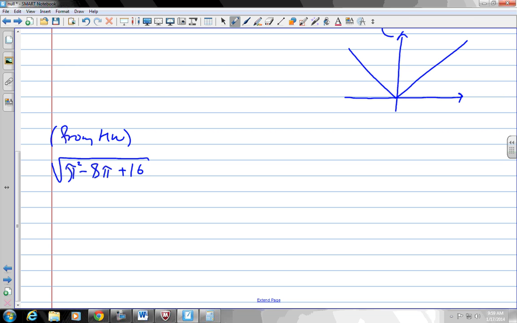Yeah, it's a square. Two numbers that multiply to 16 and add up to negative 8. So it's pi minus 4, pi minus 4. So it's pi minus 4 squared. That's what that factors into. Well, how do we take a square root of something squared?